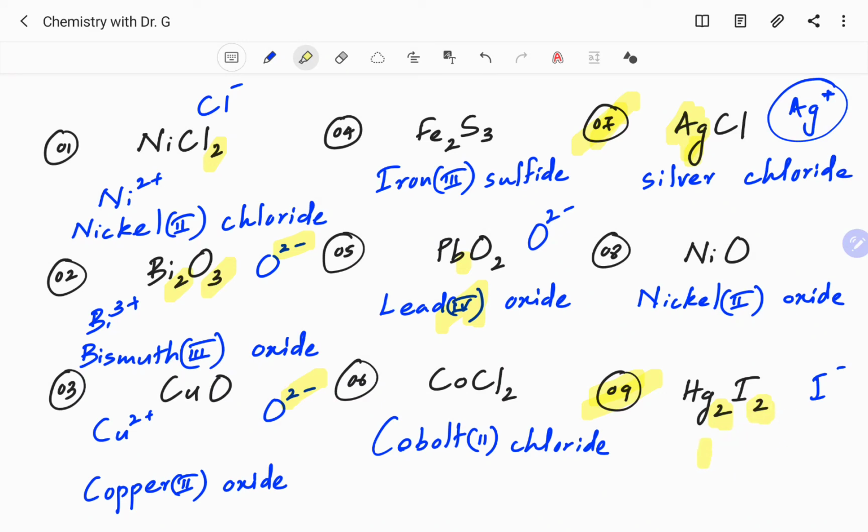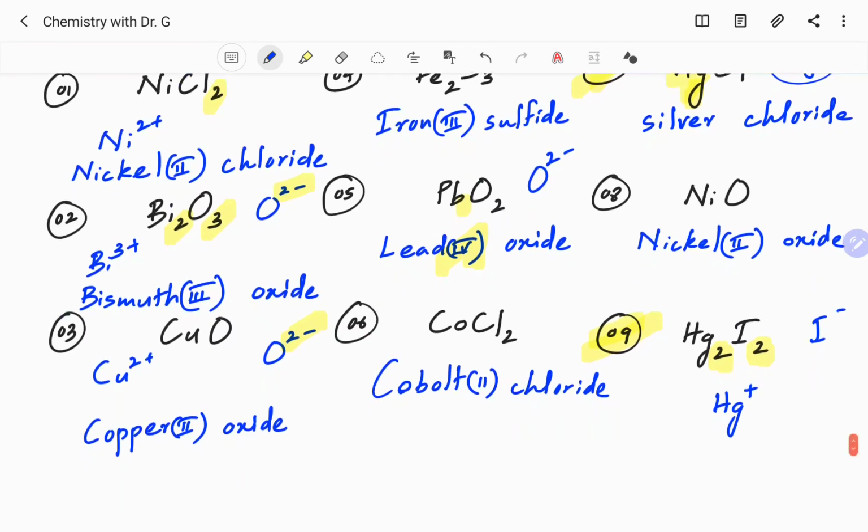So Hg should be what? Plus 1. Why? Because if this number is twice as minus 1, then this number should also be twice the charge of the mercury. So you have a mercury 1 cation. So this is mercury 1 iodide.